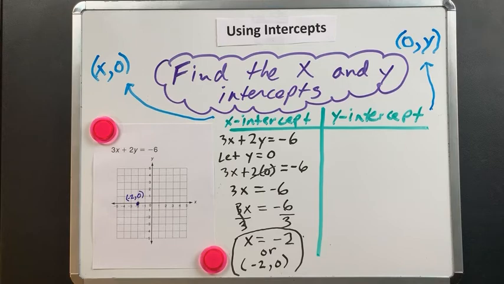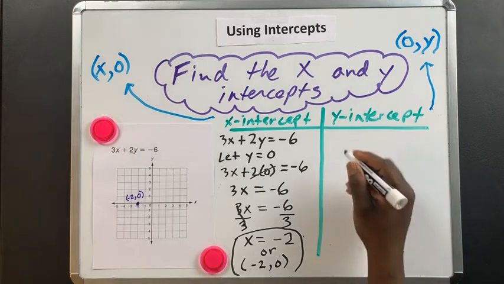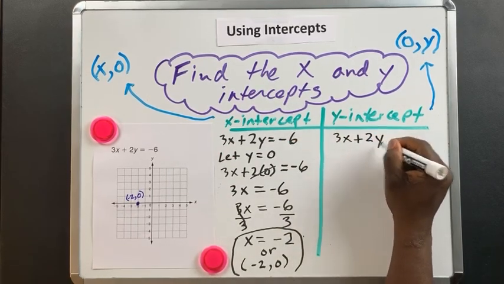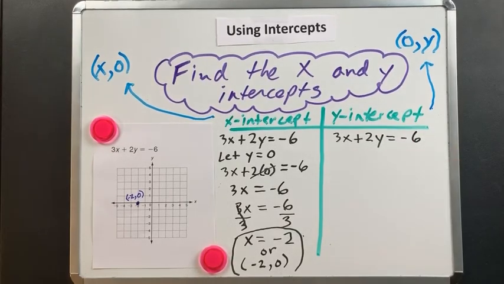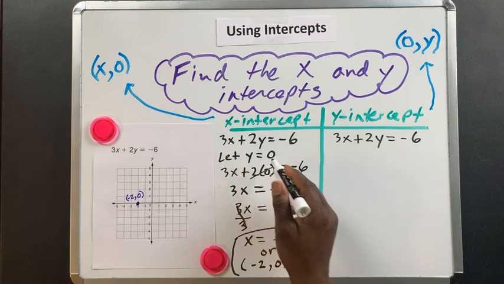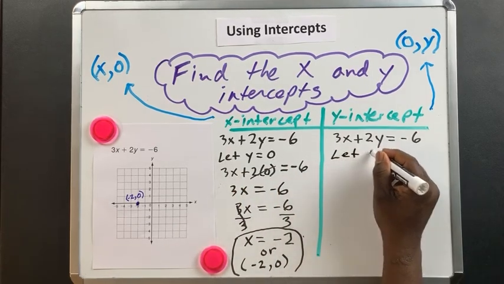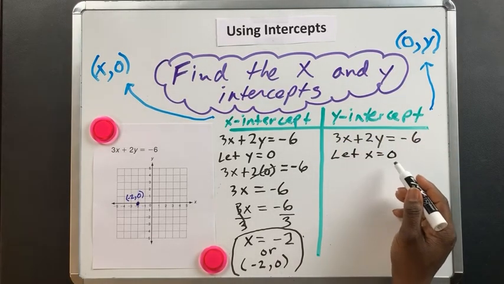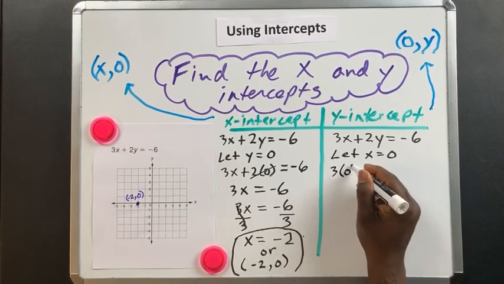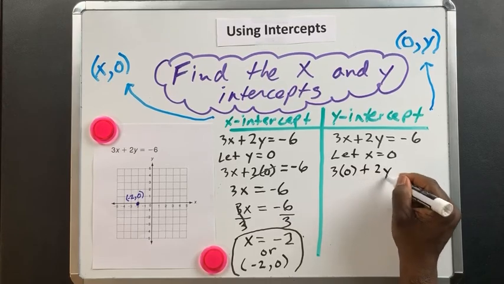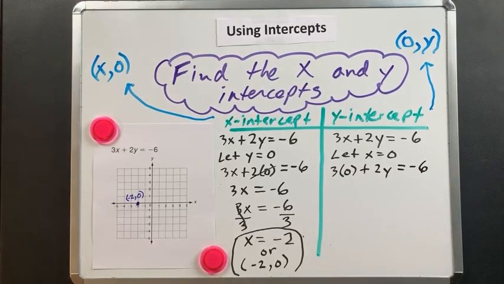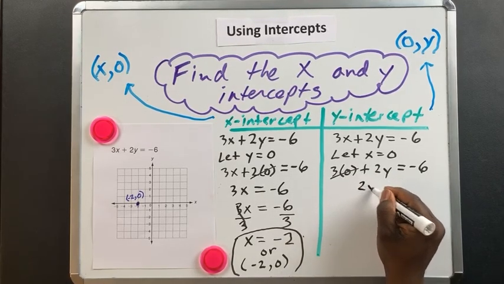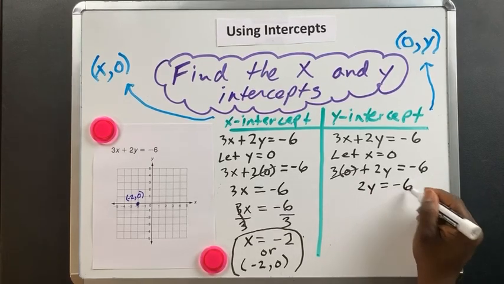Now, let's find the y-intercept. So I'm going to copy this equation over here again: 3 times x plus 2 times y equals -6. And we let y equal 0 before, but here we're going to let x equal 0, because we want to find the y-intercept. So we're going to substitute 0 for x. So 3 times 0 plus 2 times y equals -6. 3 times 0 is 0. That crosses out, so we bring down the 2 times y equals -6.